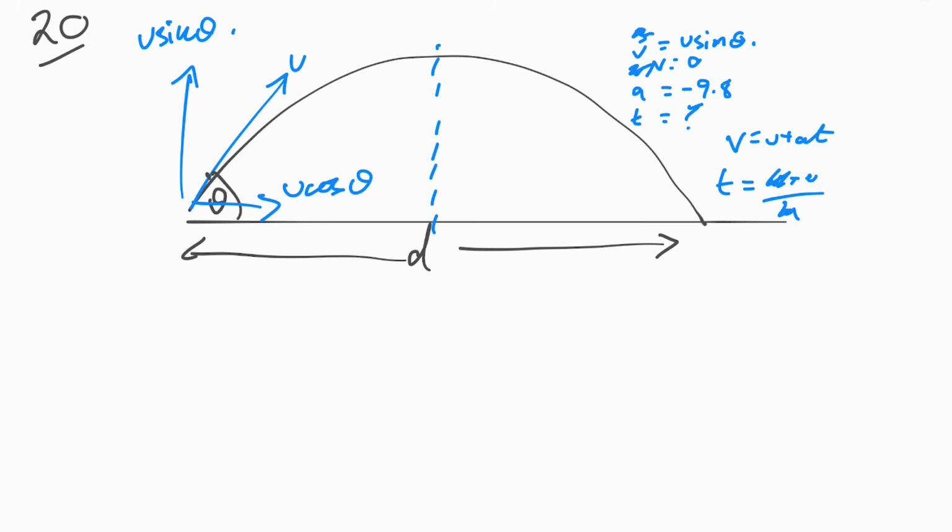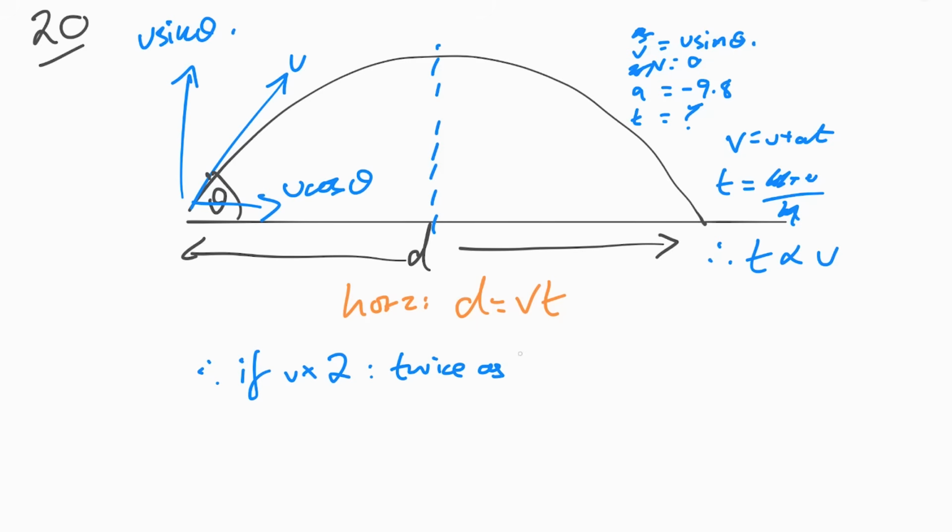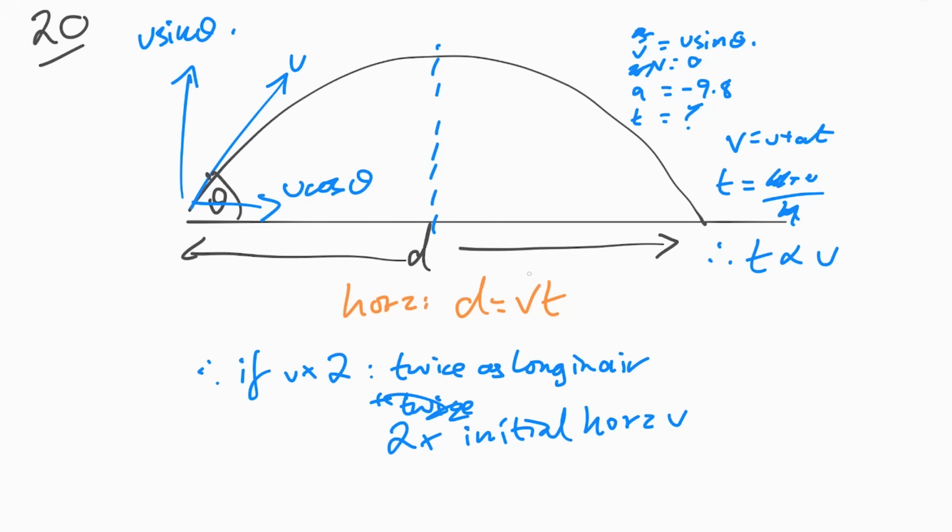So a is the same for both, therefore we can say the time in the air is proportional to u. Fair enough. If we look at horizontal, distance equals speed times time, because speed equals distance over time. Different v in this case, of course. So if u is doubled, that has 2 effects: twice as long in the air and double the initial horizontal velocity. Both of these are multiplied by 2, therefore the distance should go up by a factor of 4. So I think the answer is D.